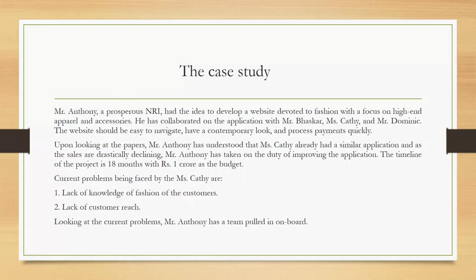The sales of Kathy's application are drastically declining because there are problems in that application. It is not easy to navigate, it does not have a contemporary look, and the payment process is not quick. These are the main things they found in Kathy's application, and now Anthony wants to improve these things in his own application.